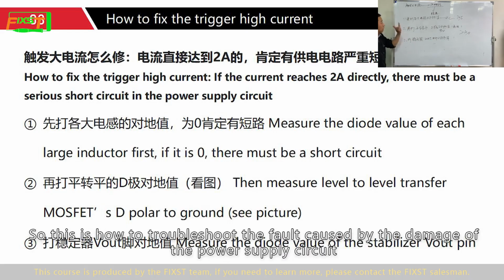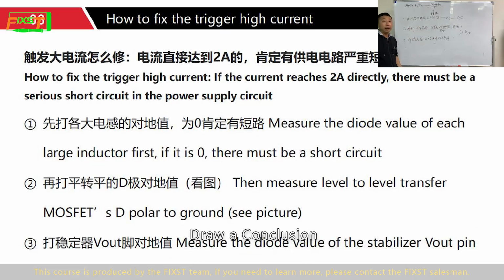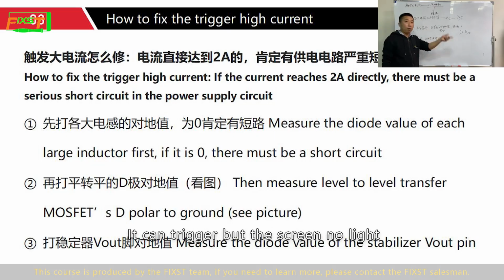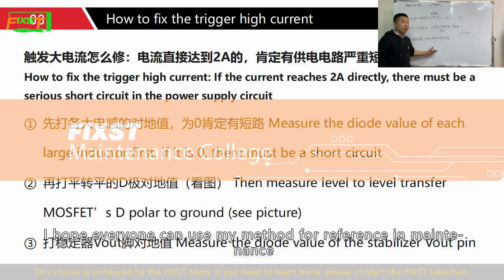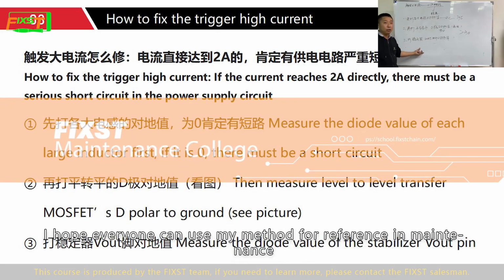So this is how to troubleshoot the fault caused by the damage of the power supply circuit. To draw the conclusion: for the screen no light trigger, the current shows two processing schemes, triggering low current and triggering high current. I hope everyone can use my method for reference in maintenance.